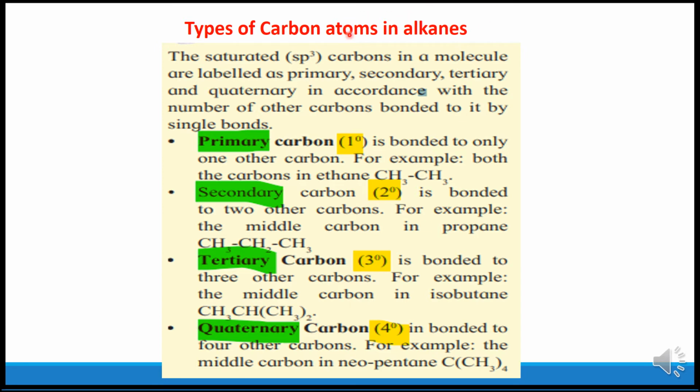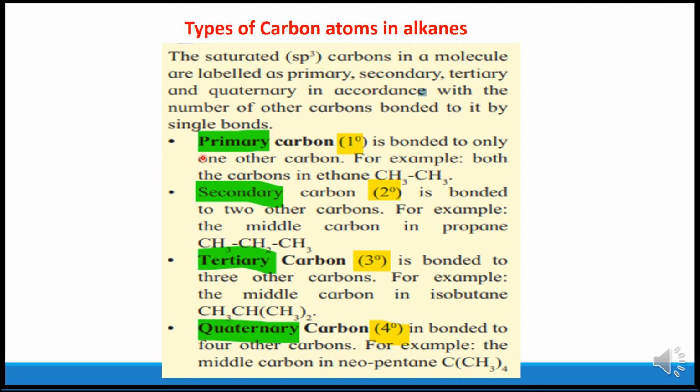Types of carbon atoms in alkanes or in saturated hydrocarbons. Children, saturated hydrocarbon means I am talking about all those hydrocarbons where carbon to carbon there is a single covalent bond. All the carbon atoms present in a particular hydrocarbon must be bonded with single covalent bonds in order to be called saturated. So what all are the types?